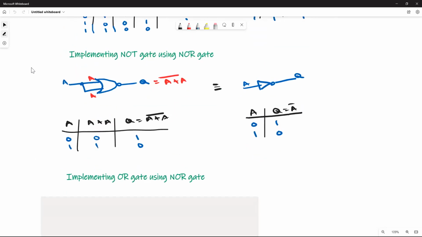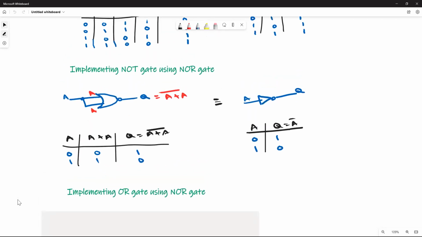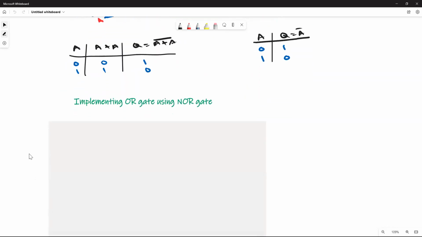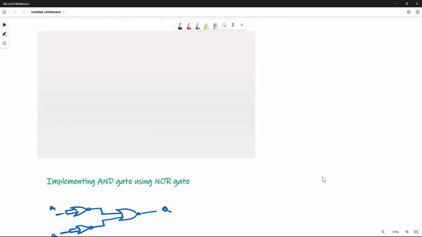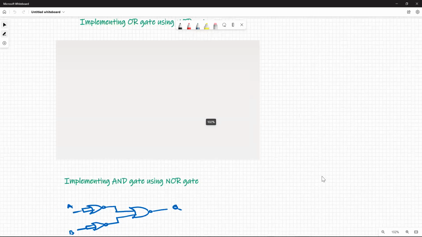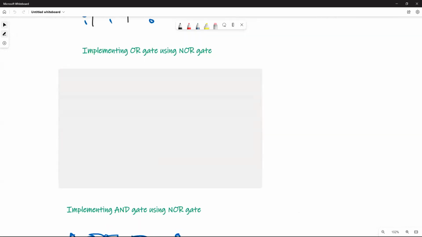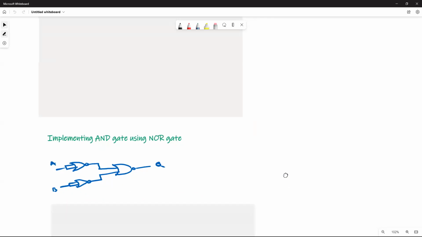Similarly, we can do the same with the NOR gate. To create a NOT gate, you short circuit it, similar to the previous one. We'll get A plus A bar, which is similar to a NOT gate. And similar to the OR gate, using NOR gates, we know that you have to add a NOT gate, which means using two NOR gates, we can create an OR gate.